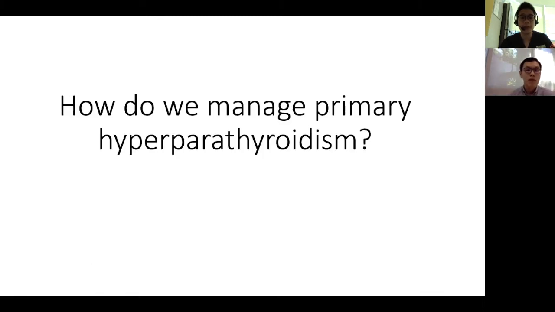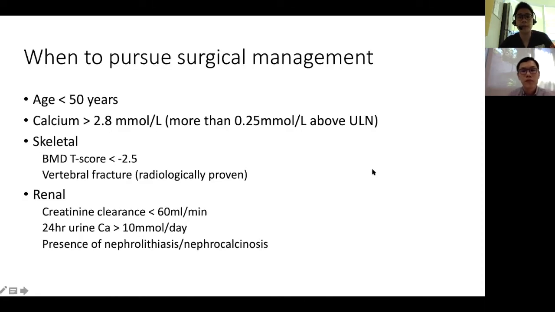So then the next question would be after we have diagnosed primary hyperparathyroidism, how do we go on to manage and when do we consider surgery versus medical management? Okay. Surgical management is really the first line treatment for a patient with primary hyperparathyroidism if you are confident in terms of the localization of the source of the parathyroid hormone.